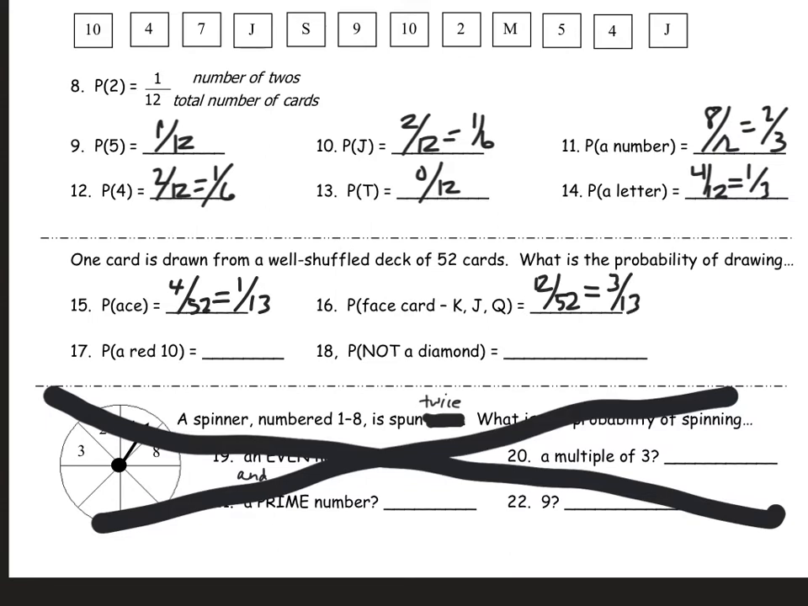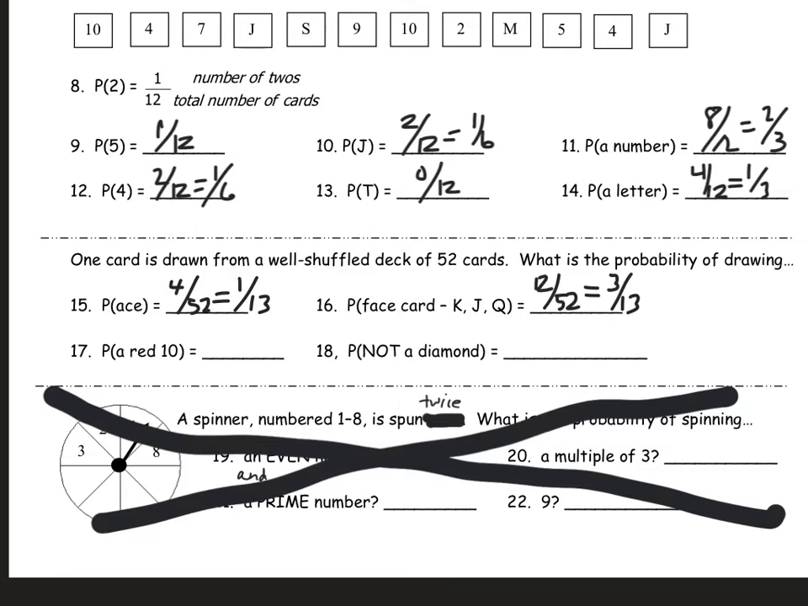Okay. What's the probability of you getting a red 10? Let's talk about how many red 10s there are. Well, we know there's a 10 of hearts, a 10 of diamonds, a 10 of spades, and a 10 of clubs. The spades and clubs are black, so they're not red.